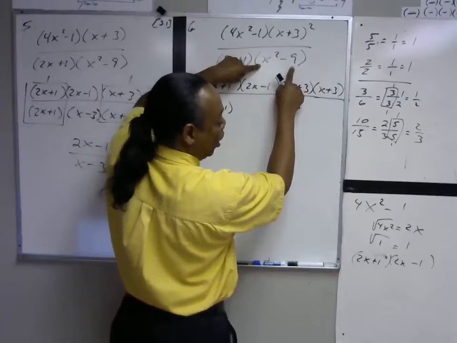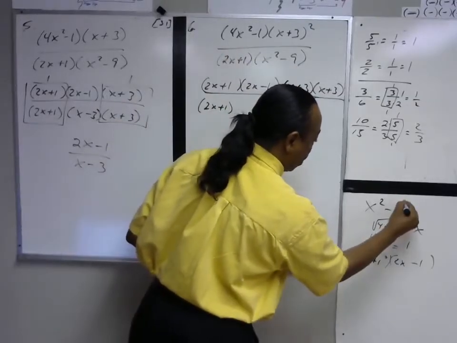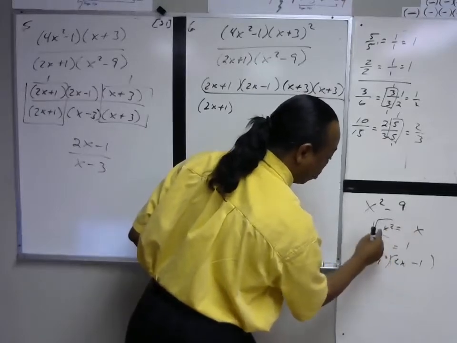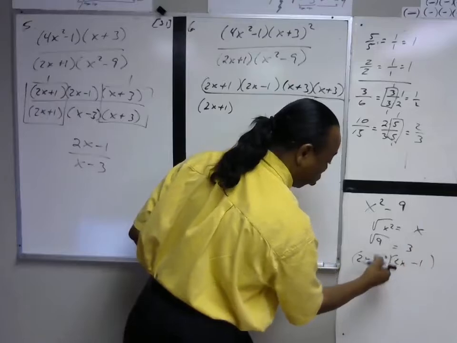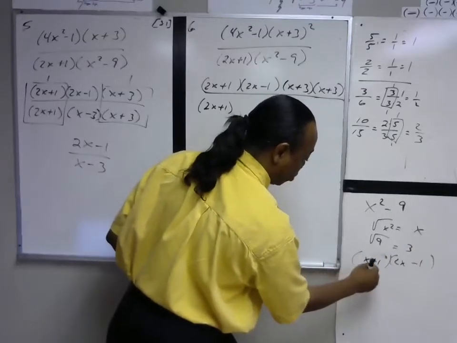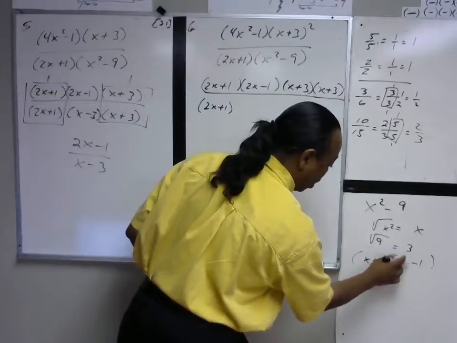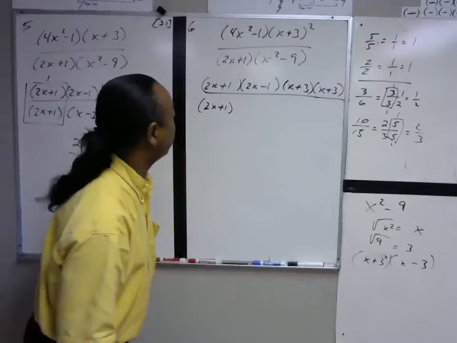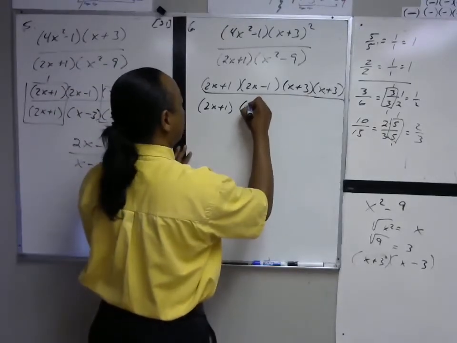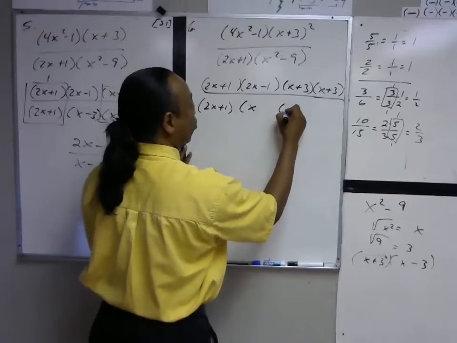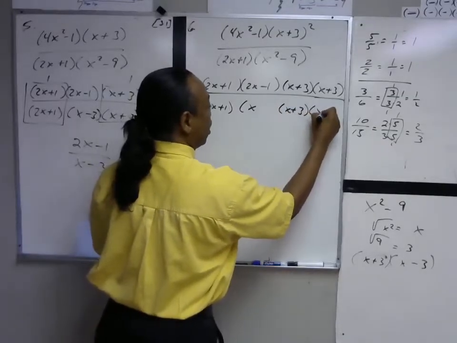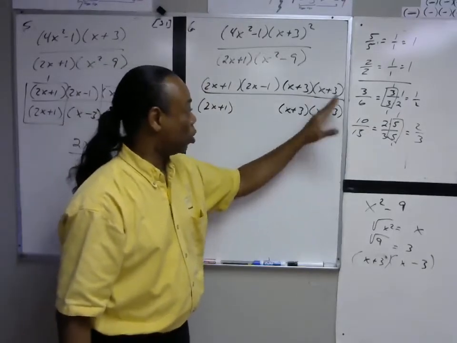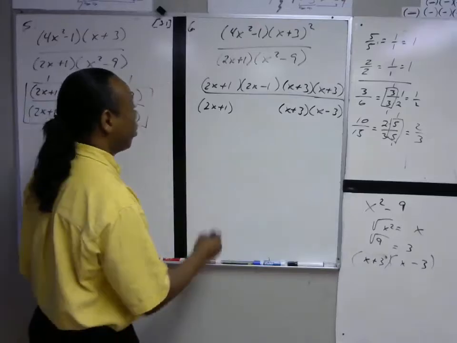And the x squared minus 9 simplifies: x squared becomes x, the square root of 9 becomes 3. So it gives us x plus 3 and x minus 3 when we simplify them. So this will become x plus 3 and x minus 3. Okay. So I wrote the x plus 3 and x minus 3 a little further over here. All right, let's start simplifying.